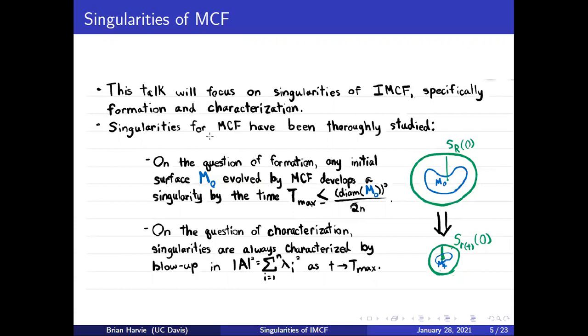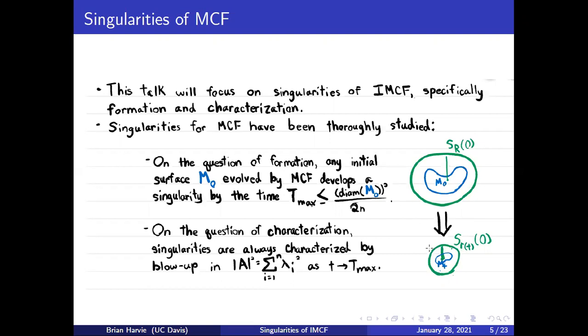And of course, singularities for mean curvature flow are a very well-studied topic. So there's two elementary results on singularity formation for mean curvature flow. On the level of formation, you know for mean curvature flow that singularities of closed hypersurfaces always form. And this is actually an immediate consequence of the comparison principle. If you take an initial surface M naught and you evolve it by mean curvature flow, you can just surround M naught with a round sphere, which of course will contract to a point under mean curvature flow.